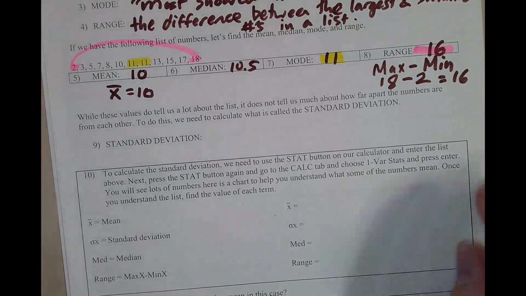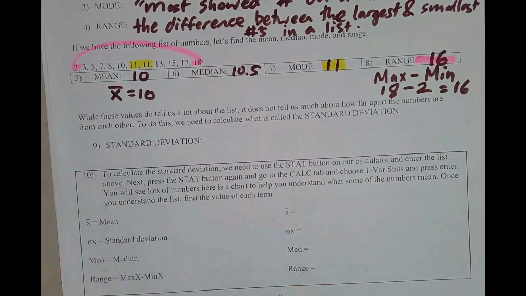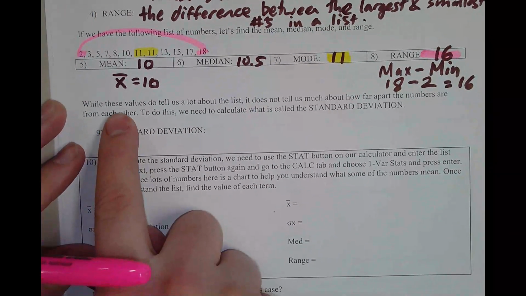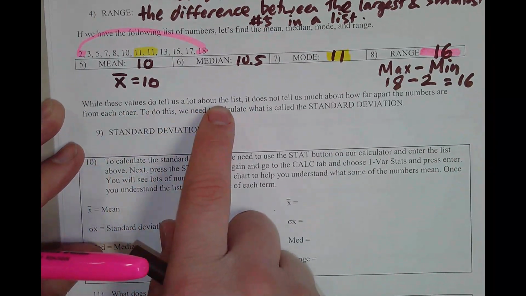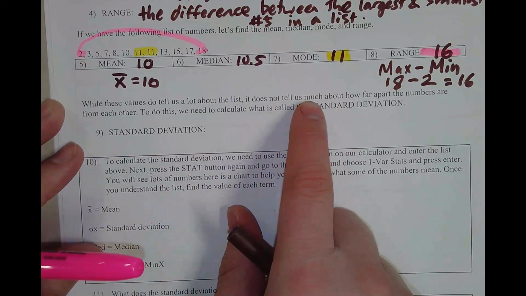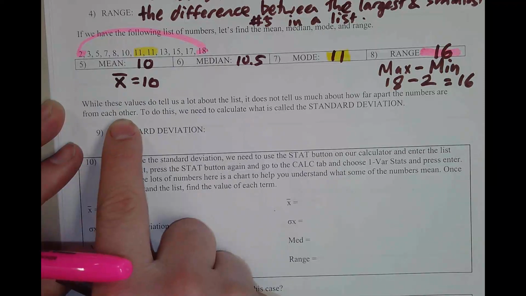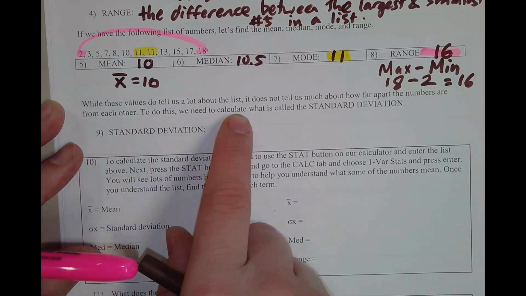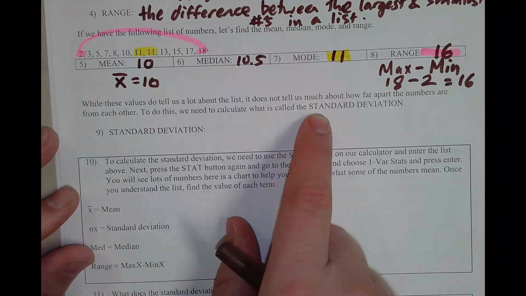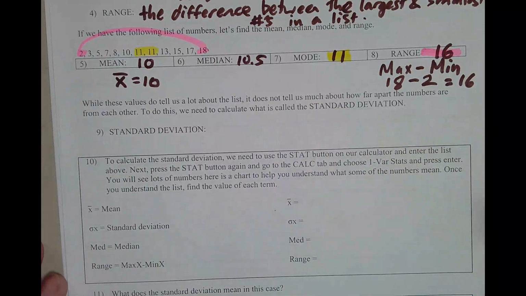Okay? So that's an important thing for statistics. All right, we're going to move on to something that's very, very, very important. While these values do tell us a lot about the list, they do not tell us much about how far apart the numbers are from each other. To do this, we need to calculate what is called the standard deviation.